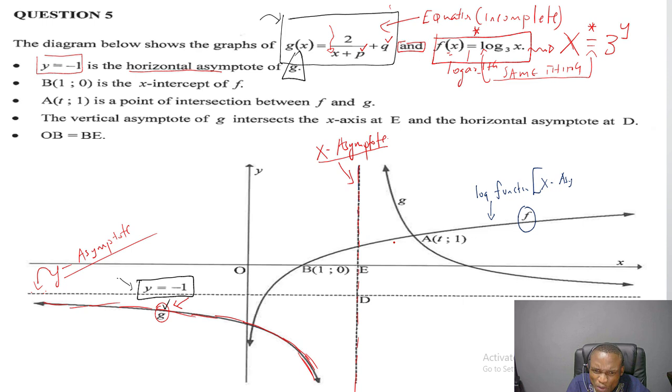Why? Because the log function f is passing through this asymptote. It's cutting this asymptote. So this is not the asymptote of f. If this was the asymptote of f, f was not going to touch this asymptote. So obviously, this vertical asymptote here is the asymptote of g.